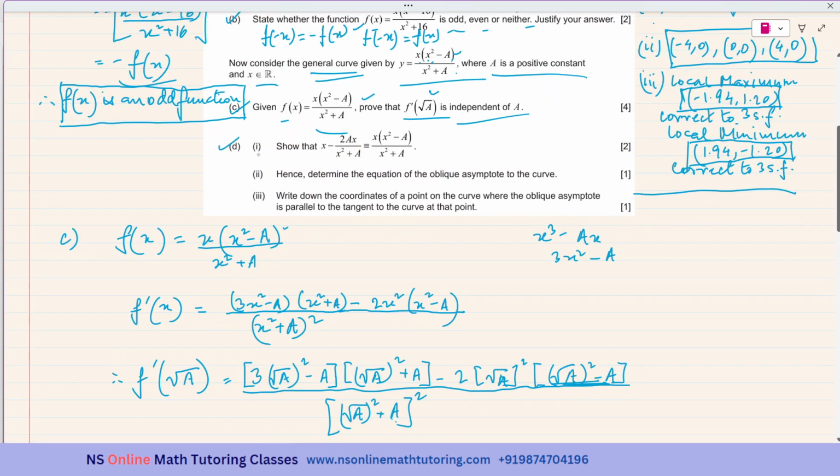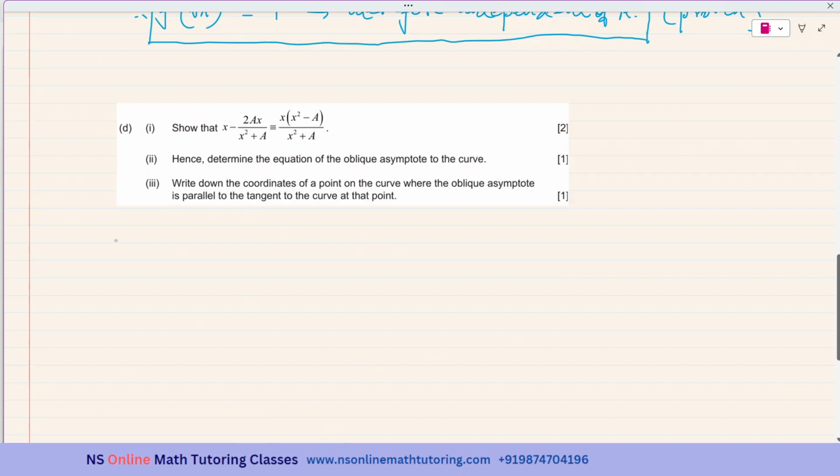Fine. Coming to subpart D, it is also having 3 subparts. The first subpart is saying show that x minus 2ax over x square plus a is equivalent to x times (x square minus a) over (x square plus a). Okay. So I have brought the subpart D down.